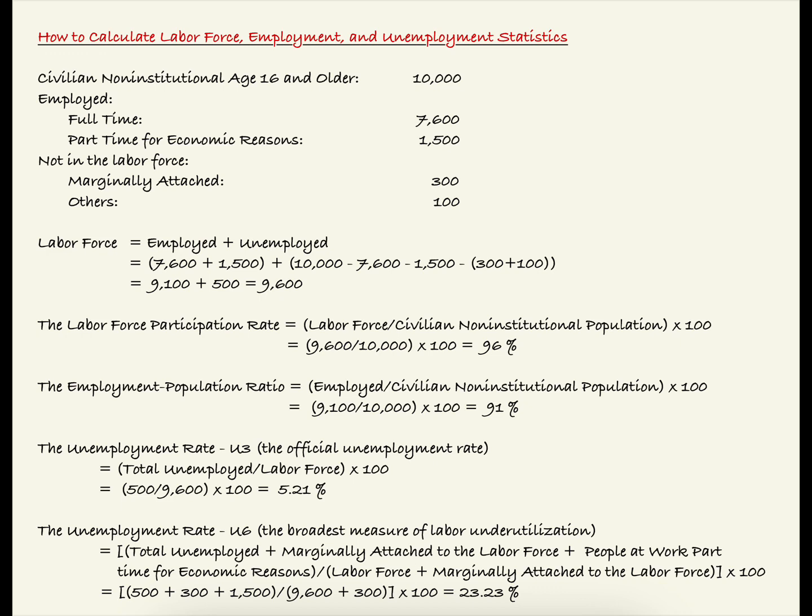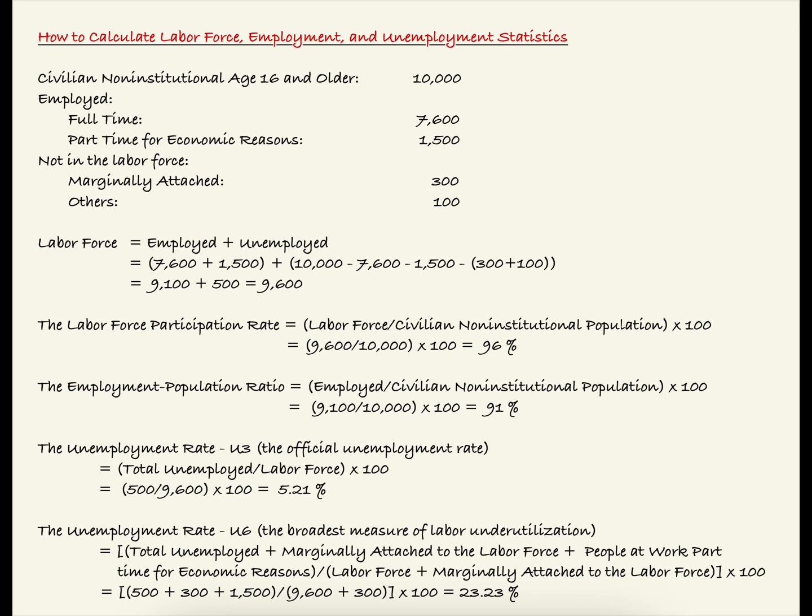Next, let's calculate the U3 unemployment rate, which is the official unemployment rate. We can find this by taking the total number of unemployed individuals, which is 500, and dividing it by our labor force, which is 9,600. When we multiply that by 100, we get 5.21%.